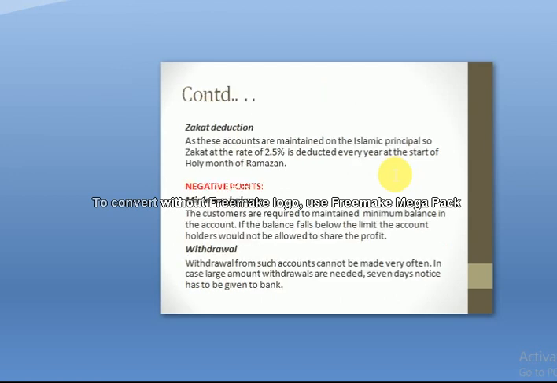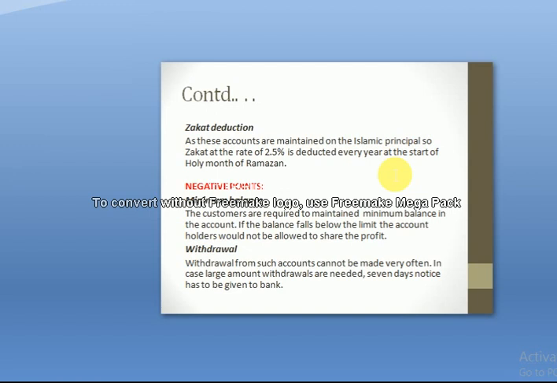Now, similarly, zakat deduction is also one of the advantages for Muslims. As these accounts are maintained on Islamic principles, zakat is deducted at the zakat rate. And what is the zakat rate? That is 2.5%. Every year zakat will be deducted in the holy month of Ramadan.